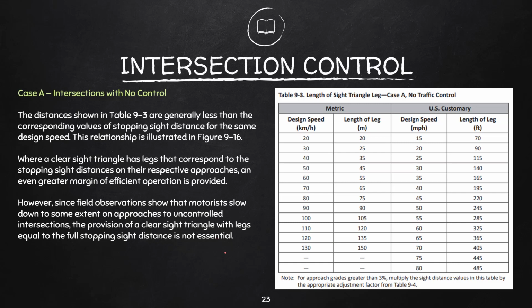So although the stopping sight distance is higher as compared with the legs of our sight triangle, we know that according to studies and observations, motorists slow down or decelerate to some extent, at about 50% of their original speed. That is at about 1.5 meters per second squared. They decelerate at that rate. So it is not really essential to consider using the stopping sight distance as the legs of our sight triangles.